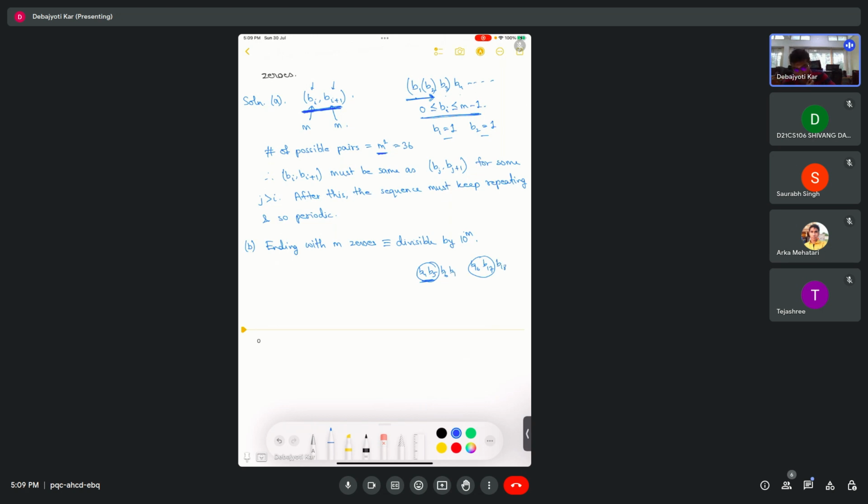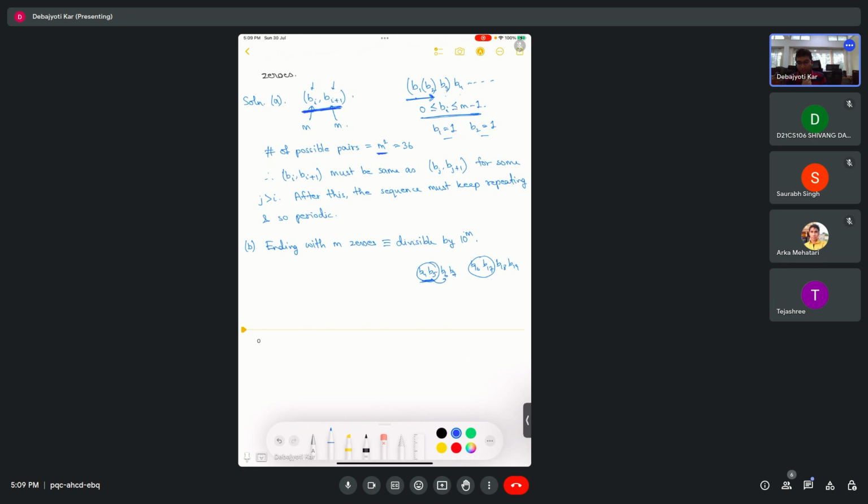Similarly, b7 is b5 plus b6, and b19 is b17 plus b18. So it has to be the same sequence. We have a repetition. But when we started writing the remainders, we got one twice in the beginning, and even in between we were getting a few ones, but that didn't imply that it repeated.